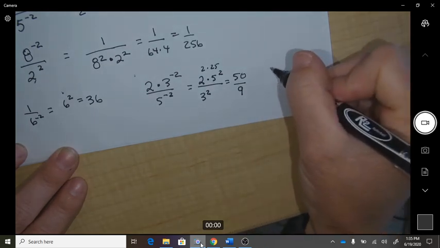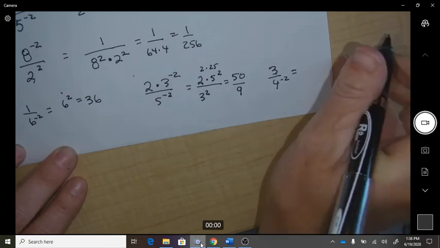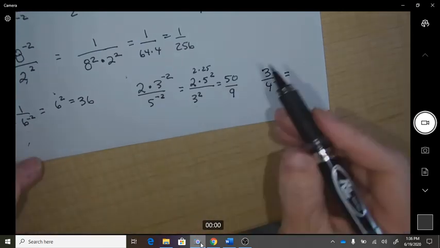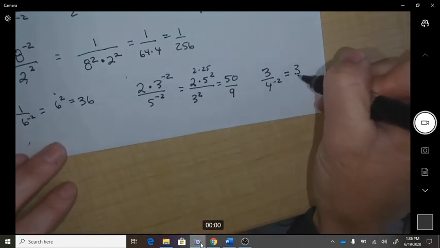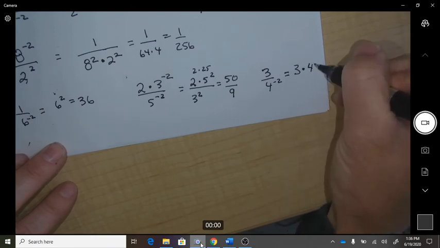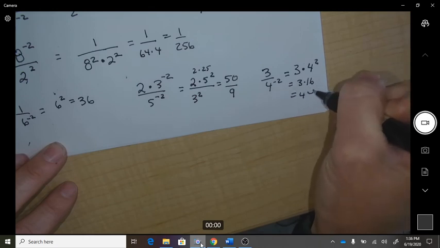And then last example, let's go 3 over 4 to the negative 2. So again, this 3, there's no negative exponent under it, so it would just be 3. And then this I'm going to have to bring up to the top, so I'm going to times by 4 squared. So 3 times 16 is 48.